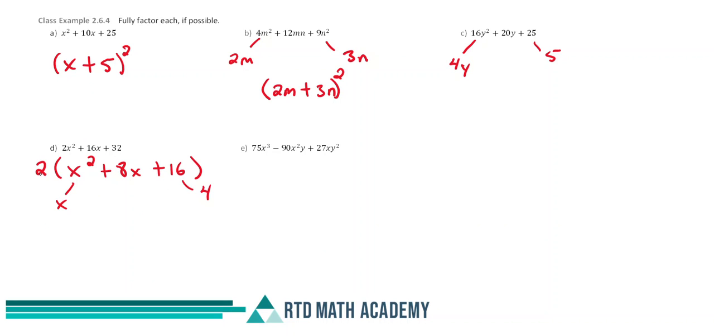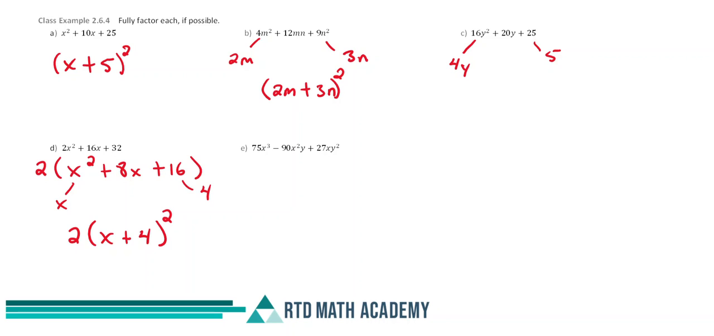So then we can just have the 2 hanging out up front. So 2. And then we know it's going to take this form where there'll be brackets and it'll be squared, right? Because it's a perfect square trinomial. And then it's just our 2 square roots. So x, and then it's plus 4. Okay. All right, for the last one.